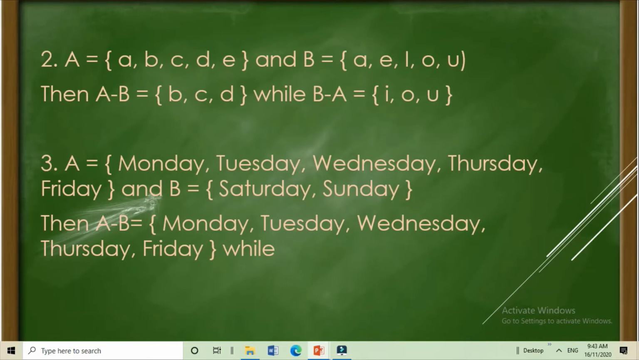Kasi nga, hindi natin siya makikita sa B. Wala siya sa B. While the difference between set B and set A, yun yung mga elements na nandun sa set B at wala sa set A. Or ano yung mga elements na nandun sa set B pero wala siya sa set A. So, ang mga day na yun ay Saturday and Sunday.